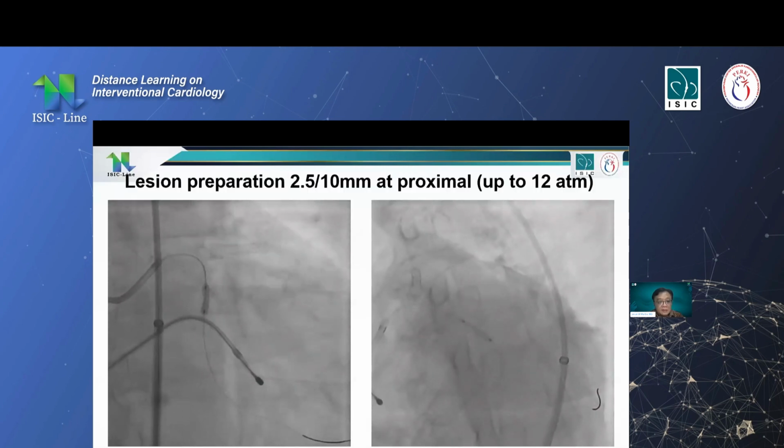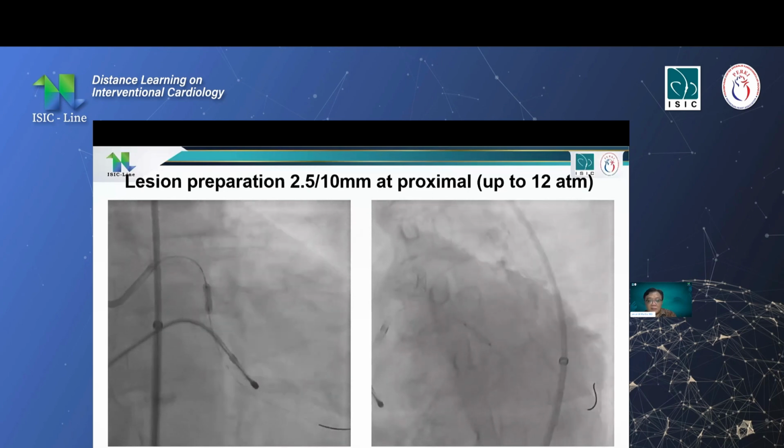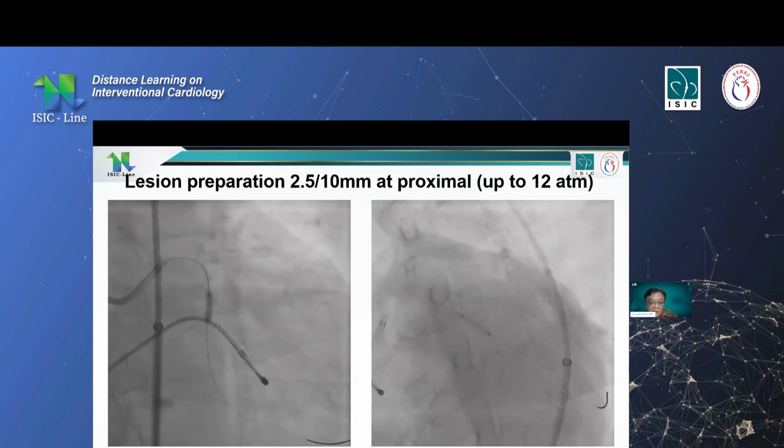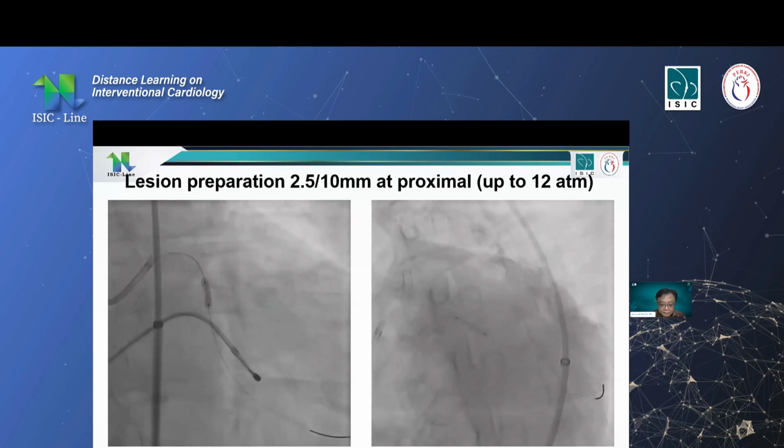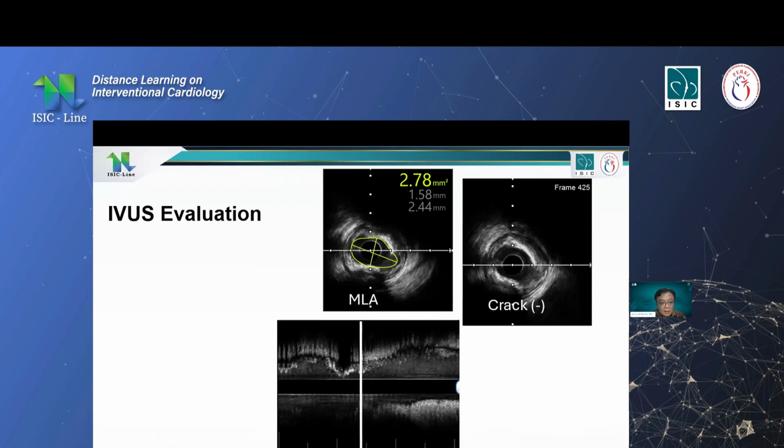So we prepared the lesion with a non-compliant balloon 2.5 by 10 millimeter at the proximal circumflex up to 12 atmospheres, and we can see here that the balloon is not fully expanded. After that, we did IVUS again. The MLA increased to 2.78 at the stenosis, but there is no crack after the initial non-compliant balloon treatment.